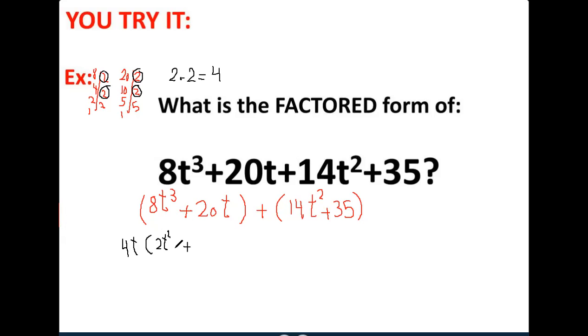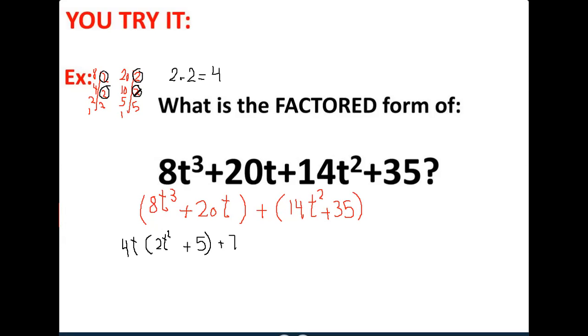20 divided by 4 will be equal to 5. 20t divided by 4t will be equal to 5. Plus, I have 14t to the power of 2 plus 35. What is the GCF between them? Both of them are multiples of 7, right? So we can say 14 is divisible by 7 and 35 is divisible by 7, so we can choose 7.